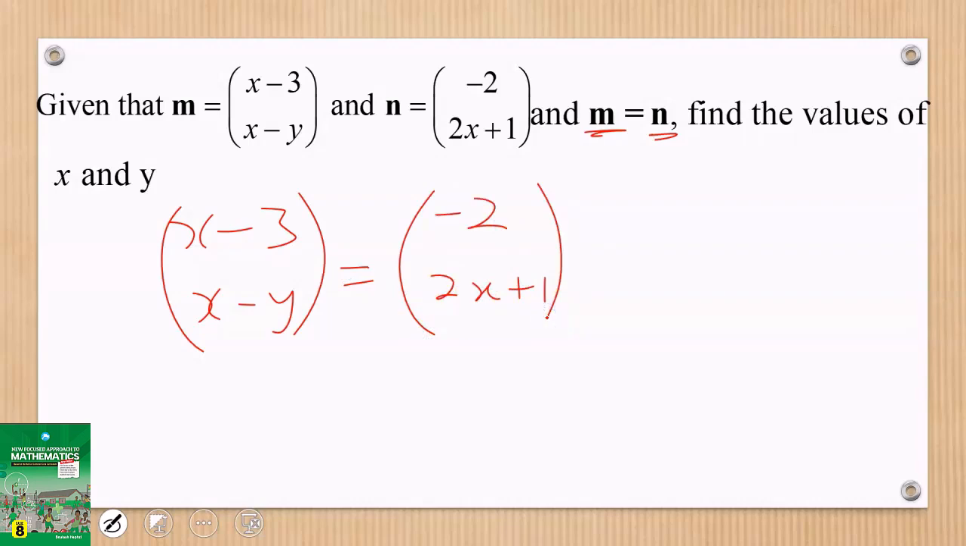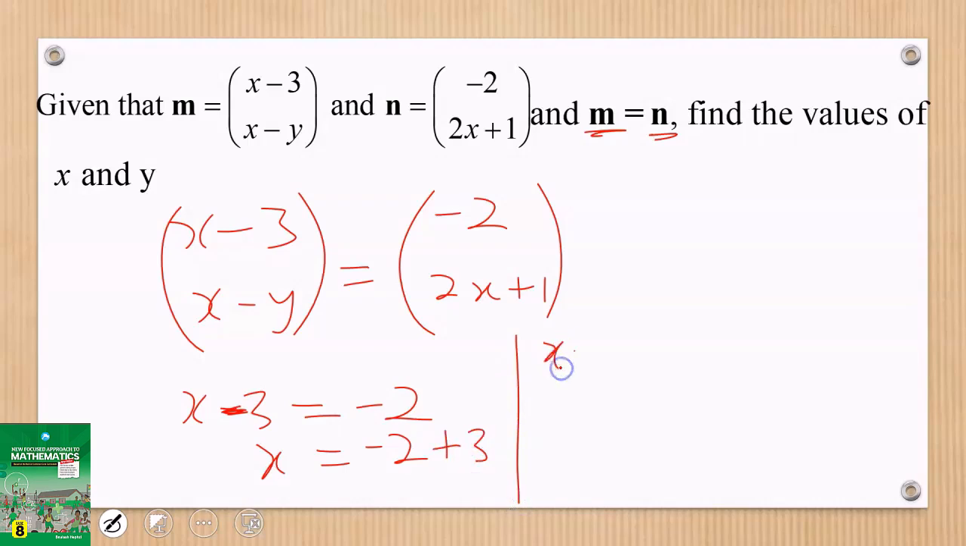So for that matter, the x component x - 3 should be equal to the x component here, -2. Trying to make x the subject, we have negative 2. This is negative 3 here. When we add the additive inverse, it will make this portion to be 3 as well. In this case, our x becomes positive 1. It makes sense, right? Good.